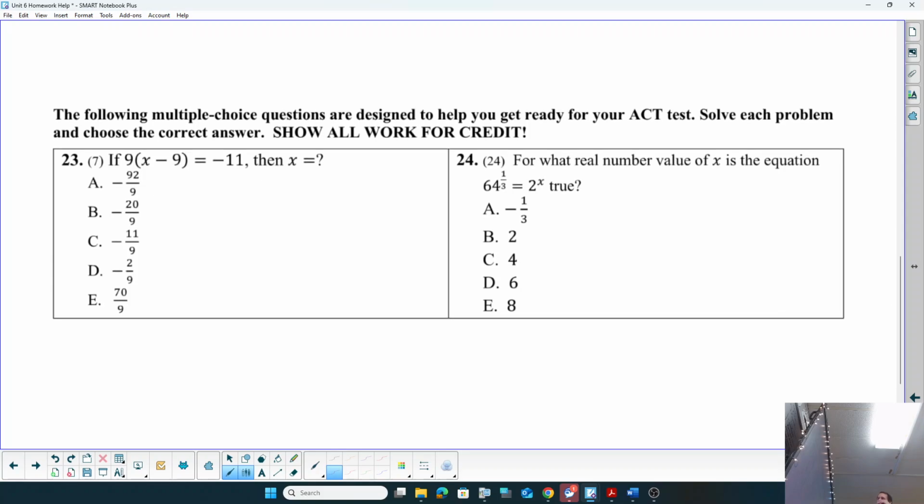ACT question. Ooh, this is a good one. Solve for x. Pause me. You try 23 on your own. Pause me. Try it on your own.